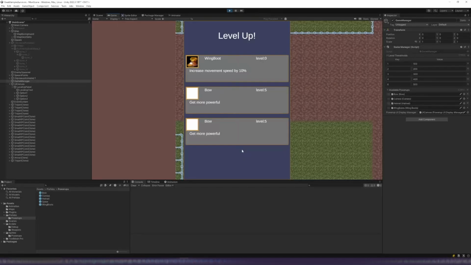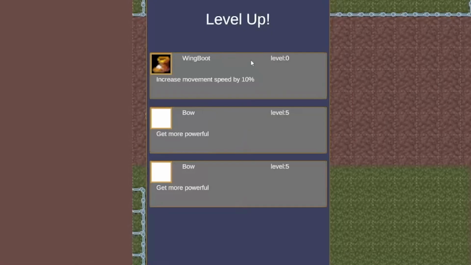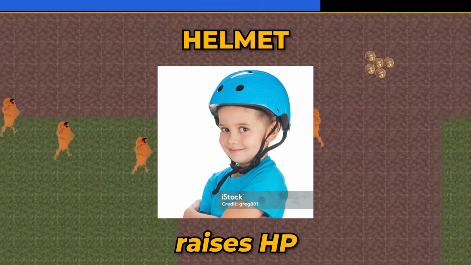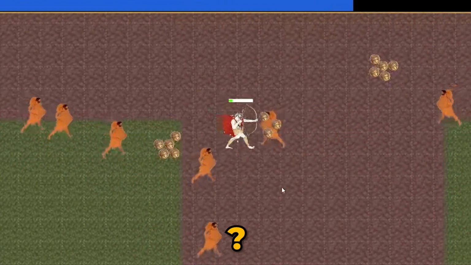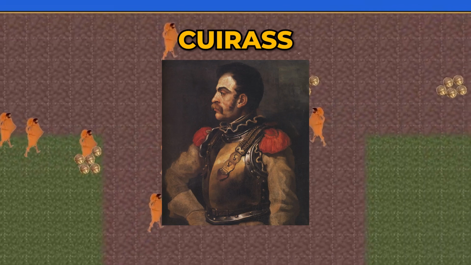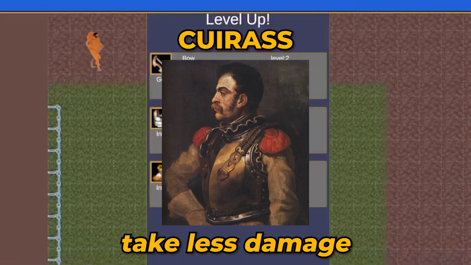But what's the point of leveling up if you don't get anything? So I had to add power-ups. You can get a helmet, which raises your HP. You can also get a cuirass. I think that's how you say that word. The cuirass, which gives you armor so you take less damage each hit.